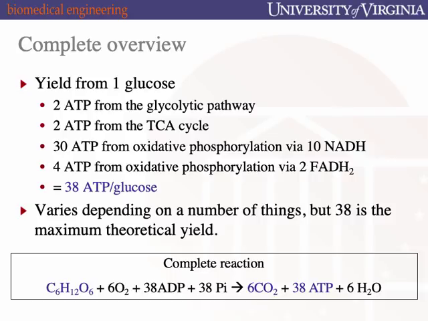I'd like to emphasize that 34 of them are via the electron transport chain and oxidative phosphorylation. That's why aerobic respiration is preferred over anaerobic fermentation. And that's how we arrive at the complete reaction, which is taking 1 glucose molecule, evolving 6 carbon dioxides and generating 38 ATPs, with water and inorganic phosphates on the balance.